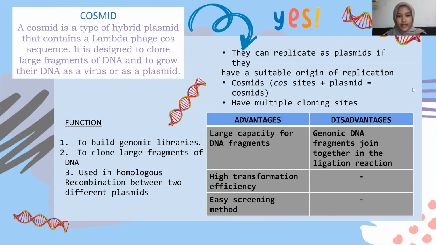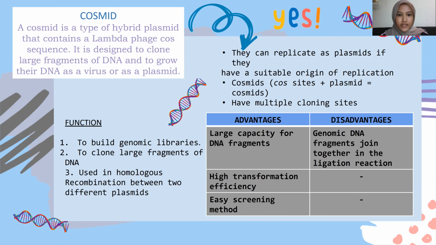Okay, next I'm going to talk about the last vector, which is the cosmid. Cosmids have been constructed to include a fragment of lambda that includes the cos sites. So cloning into cosmids is very similar to cloning in lambda phage, and it involves digesting exogenous DNA with a restriction enzyme, cutting them, combining them, and ligating them.